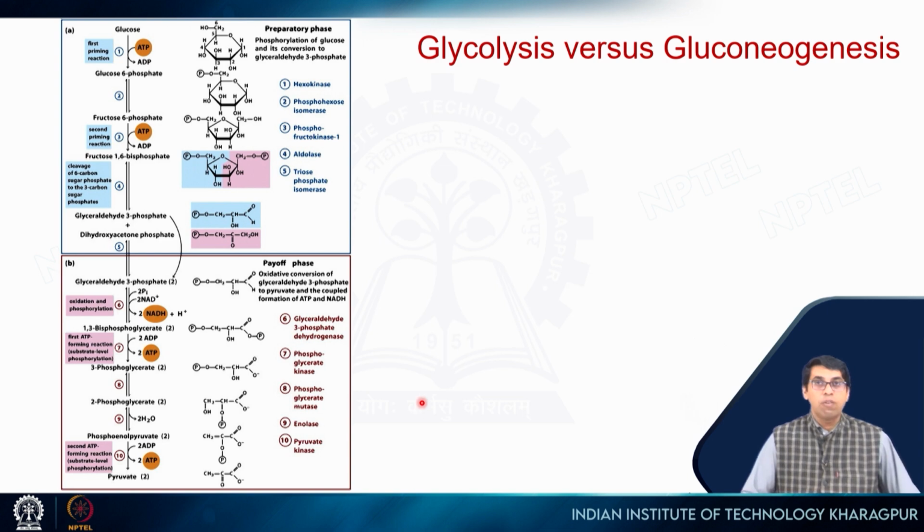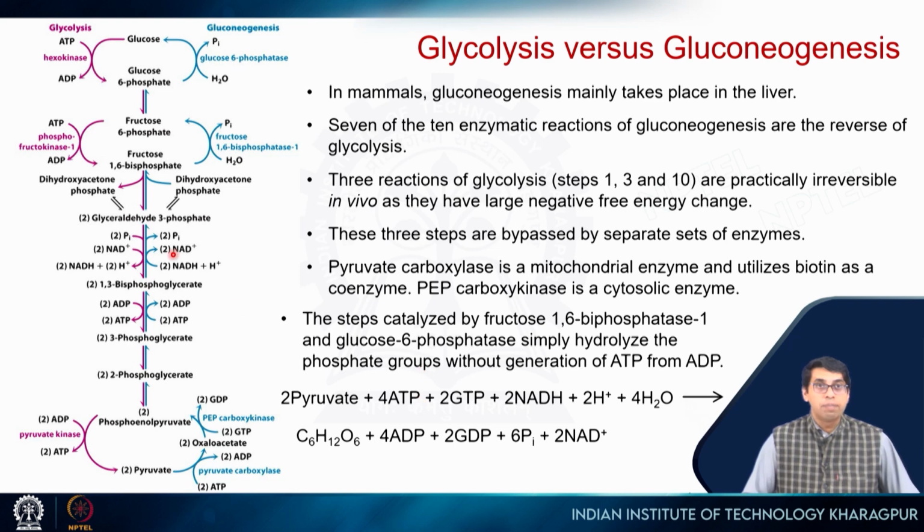Now if we put glycolysis and gluconeogenesis side by side, it will look something like this. Okay. So glucose to pyruvate is the left hand side, and then pyruvate to glucose is the right hand side. So both have exactly 10 reactions, right? So actually pyruvate to glucose will have one additional reaction, which is here. So, in mammals, gluconeogenesis mainly takes place in liver. Okay. 7 out of 10 enzymatic reactions of gluconeogenesis are the reverse of glycolysis.